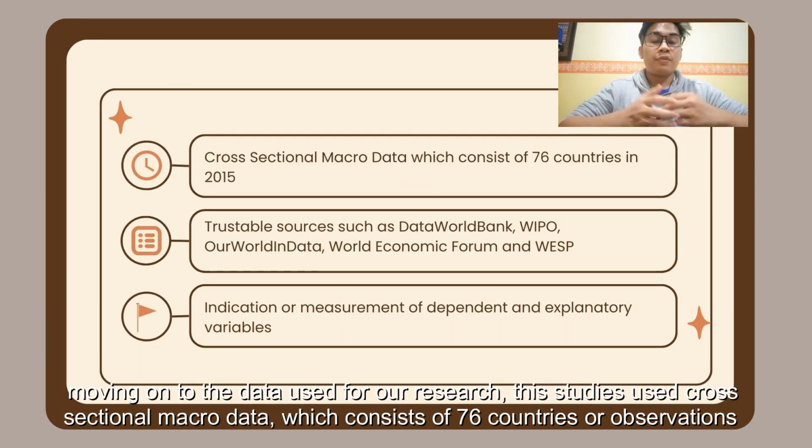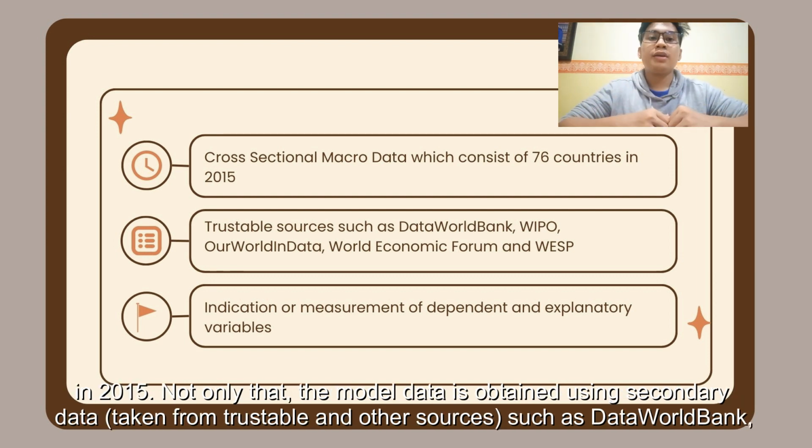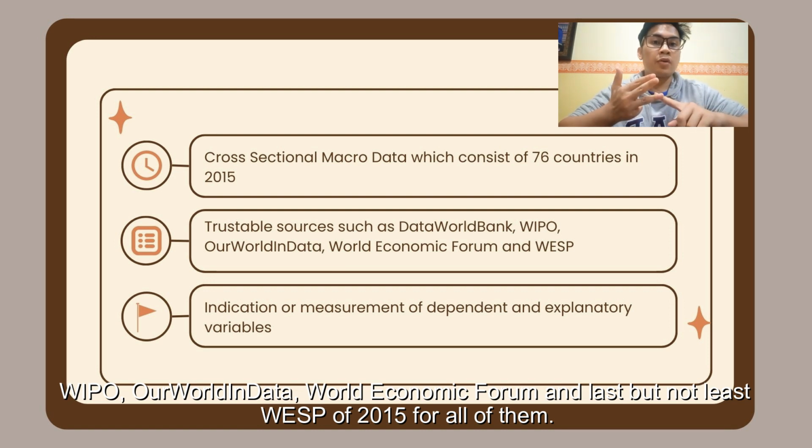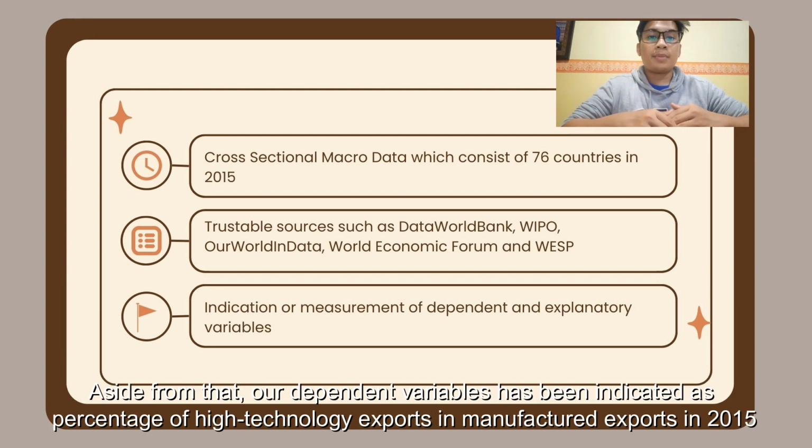Moving on to the data used for our research, this study uses cross-sectional macro data which consists of 76 countries or observations in 2015. Not only that, the model data is obtained using secondary data taken from trustable sources such as the World Bank, WIPO, Our World in Data, the World Economic Forum, and last but not least, WEBs, all of which were taken during 2015. Aside from that, our dependent variable has been indicated as the percentage of high technology export in manufactured export in 2015.